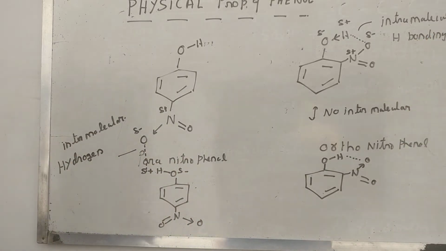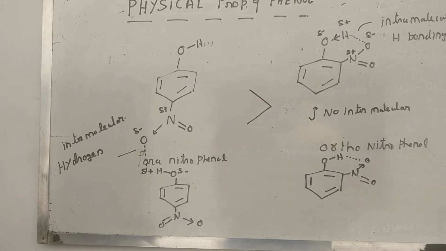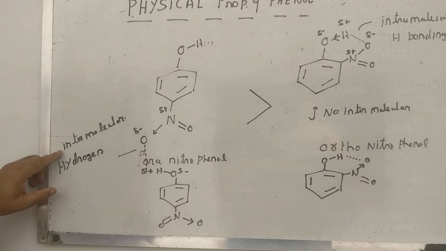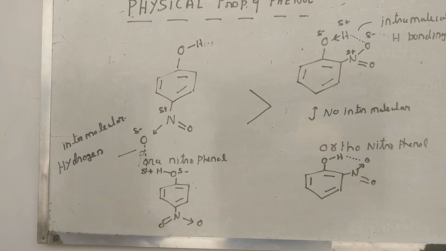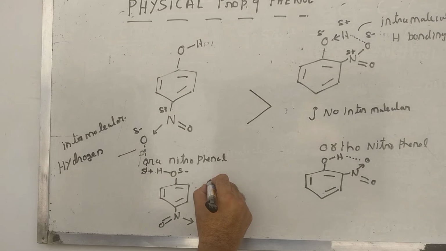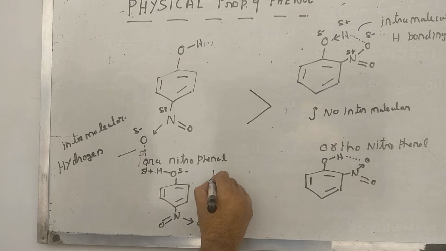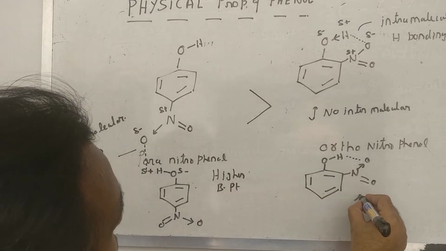So if we compare the boiling points of para-nitrophenol and ortho-nitrophenol, para-nitrophenol has a higher boiling point as compared to ortho-nitrophenol. The reason being, between para-nitrophenol molecules, there is intermolecular hydrogen bonding. Between ortho-nitrophenol molecules, there is no intermolecular hydrogen bonding, but ortho-nitrophenol has intramolecular hydrogen bonding. So this has a low boiling point, and this has a higher boiling point.